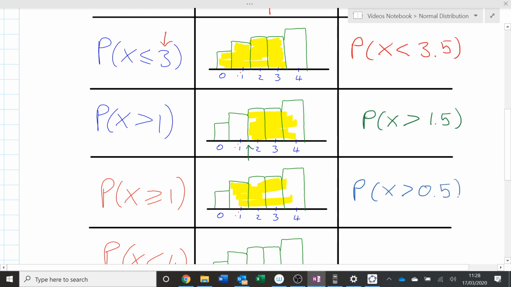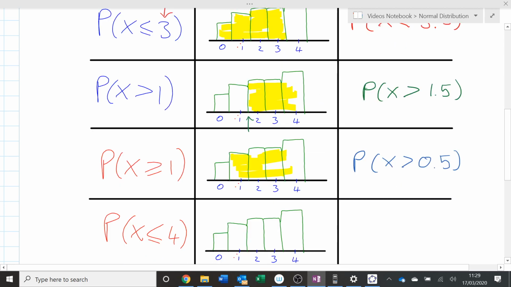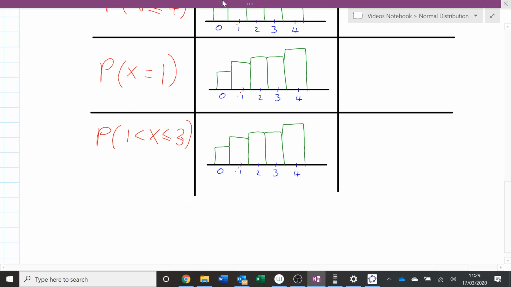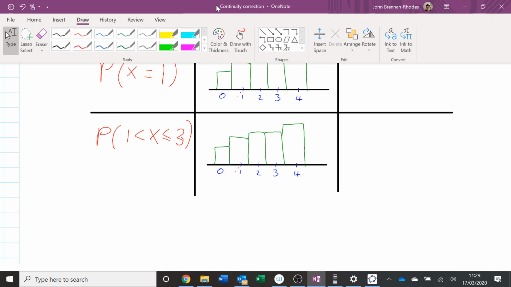Very similar to above. I would say people sometimes try to come up with a rule of adding or subtracting 0.5. Personally, I just like drawing a little diagram and I get it right every time. It can become quite complicated if you try to come up with a rule, because it kind of gets a bit funny. I'm going to skip less than or equal to 4. We did one of these already, but I'm going to do these last two.